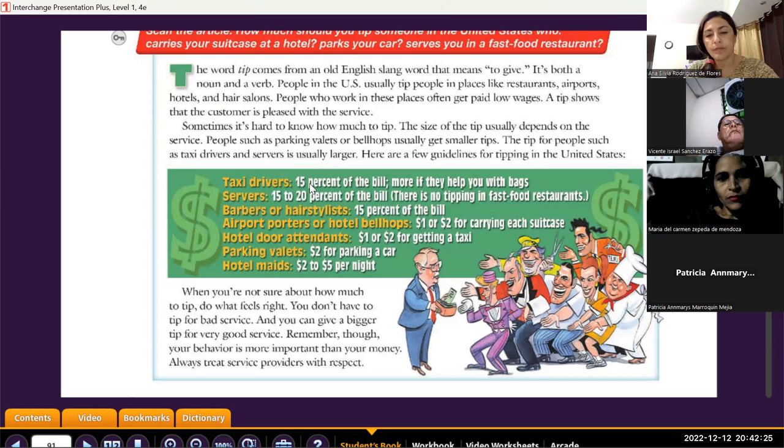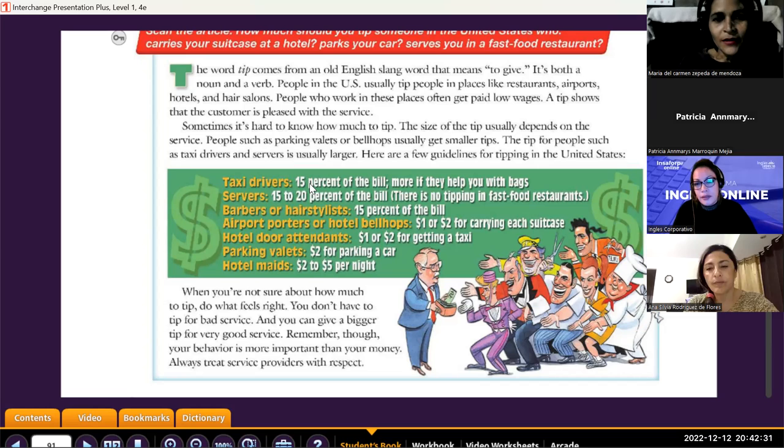Maria del Carmen, read taxi drivers. Taxi drivers, 15% of the bill, more if they help you with bags. Servers, 15 to 20% of the bill. There is no tipping in fast food restaurants.